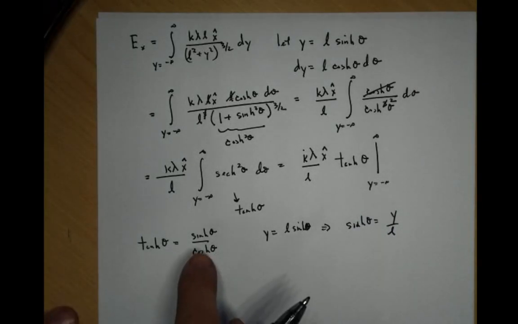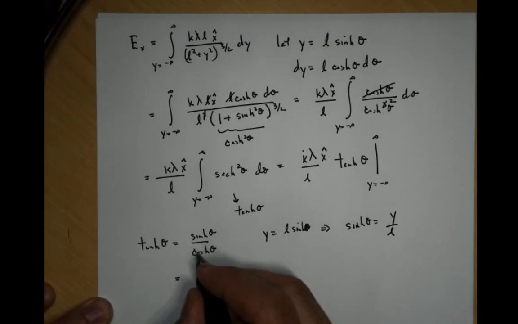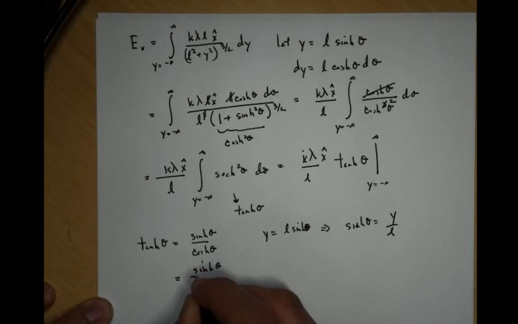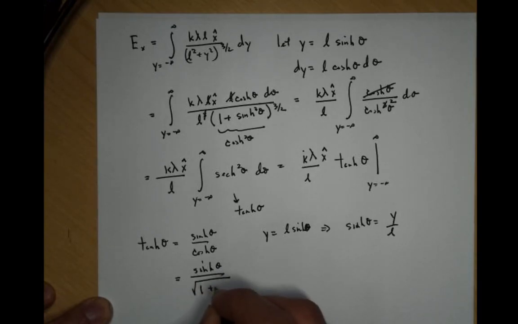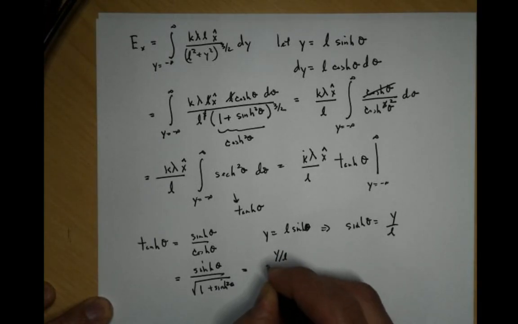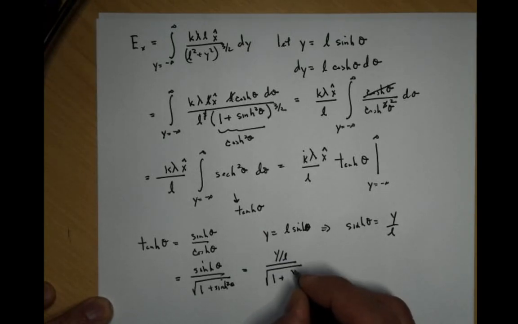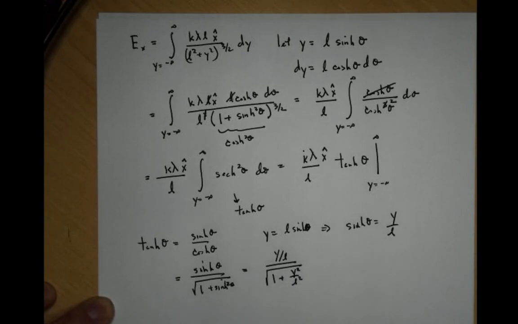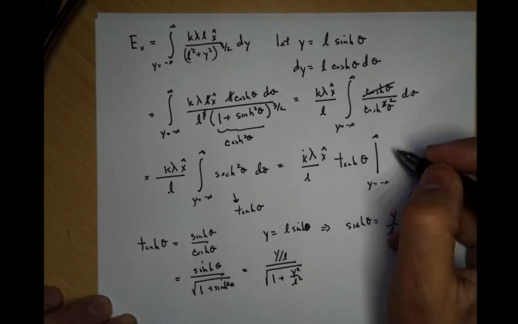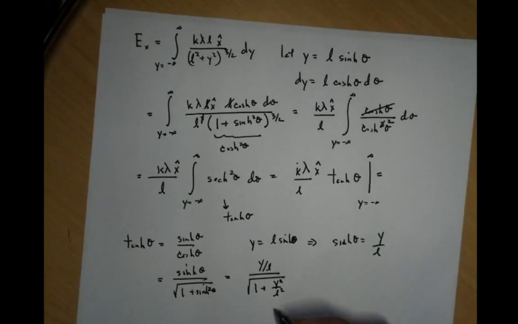Now if you do that, you get something that's relatively simple. You can write this one as sinh theta over square root of 1 plus sinh squared theta. So that's going to be basically y over L divided by square root of 1 plus y squared over L squared. That's one way. And then you could evaluate this thing directly there. We'll do that first.